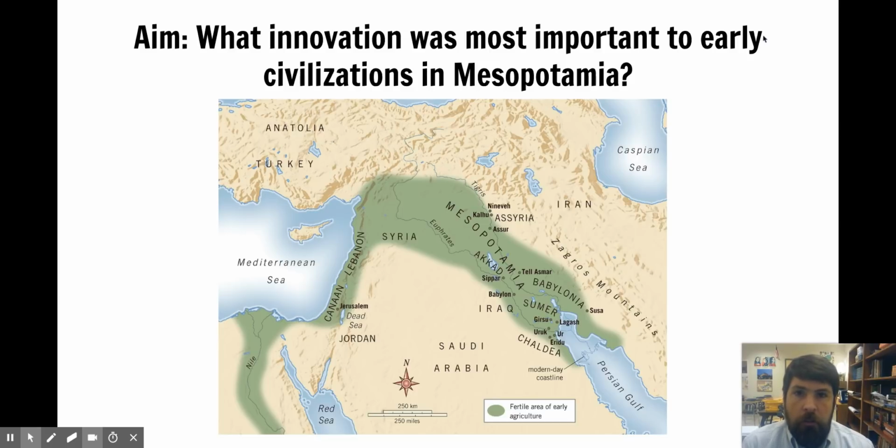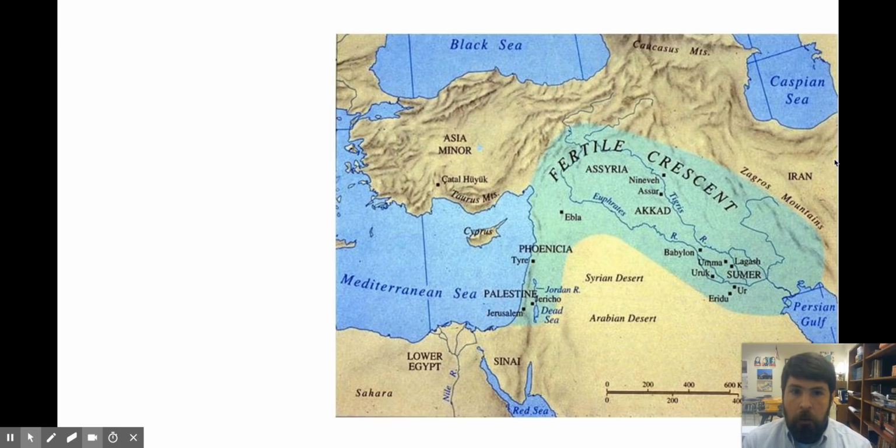We're going to talk about a bunch of different innovations that were created in Mesopotamia, and at the end of the video, you need to pick one of them and explain in 3 to 4 sentences why you think it is the most important. So this map hopefully looks familiar from our last unit.